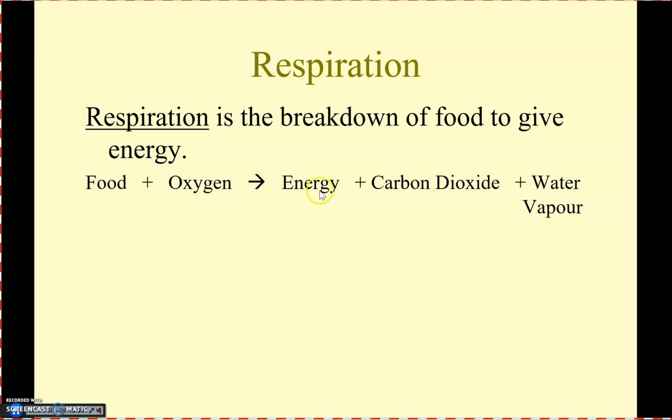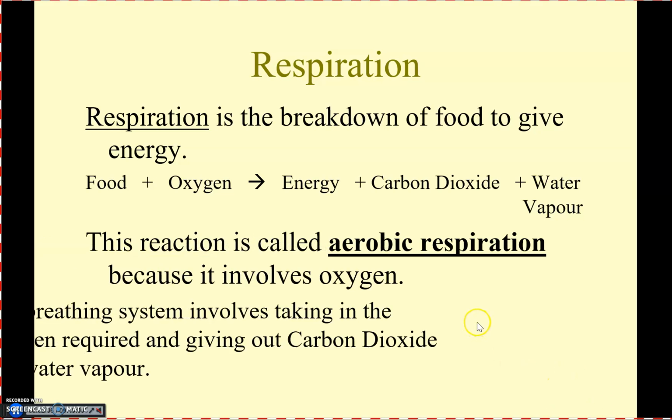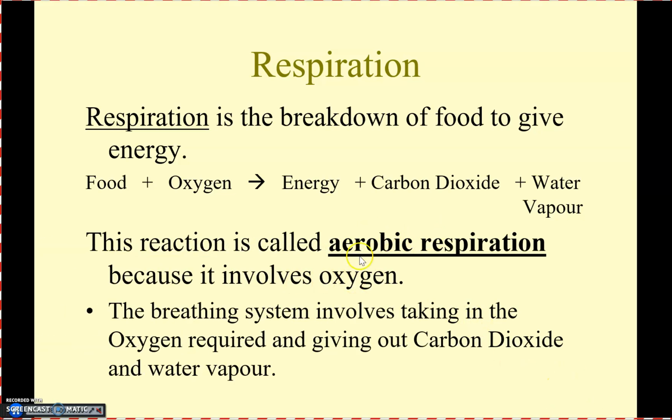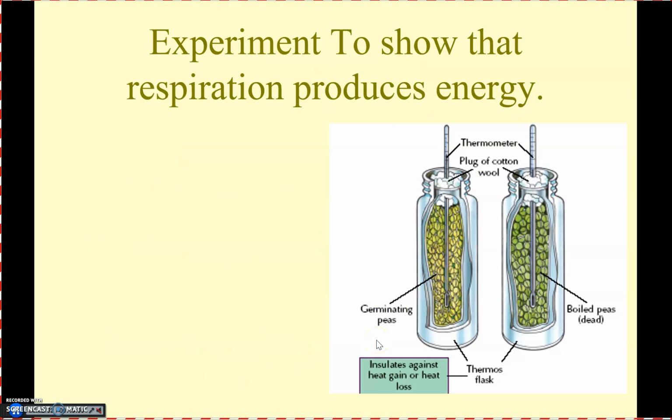Two byproducts of that are carbon dioxide and water vapor, and we breathe out both. We call this aerobic respiration because oxygen is involved in the process. Sometimes our bodies can undergo respiration without the use of oxygen, where we break down the glucose, but we call that anaerobic respiration. I'll touch on that in a second when I get to the book. So the breathing system involves taking in the oxygen required and giving out the carbon dioxide and water vapor.